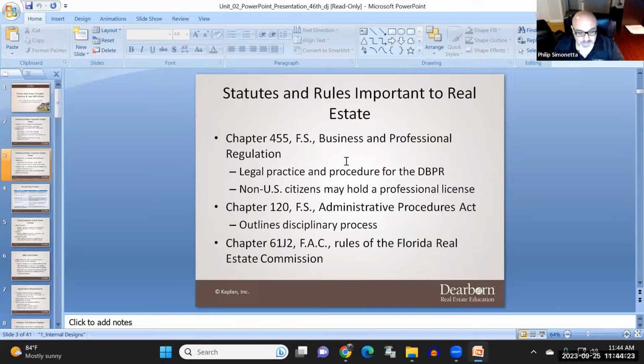All right. So that's that. You guys good? So 475 is real estate. 455 is DBPR. Chapter 120 is the Administrative Procedures Act, the disciplinary process. 61J2 is the Florida Real Estate Commission rules. Remember, part 1 of 475 is brokerages, part 2 is appraisers, part 3 is commercial sales, and part 4 is commercial leasing.